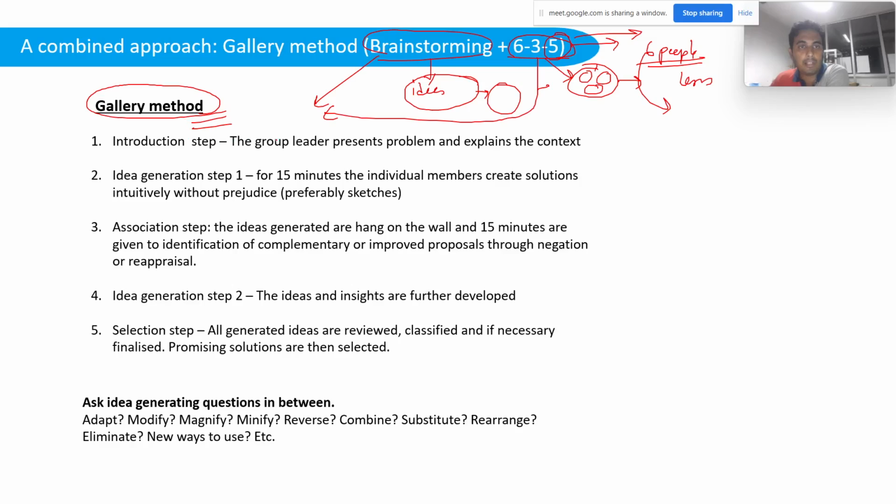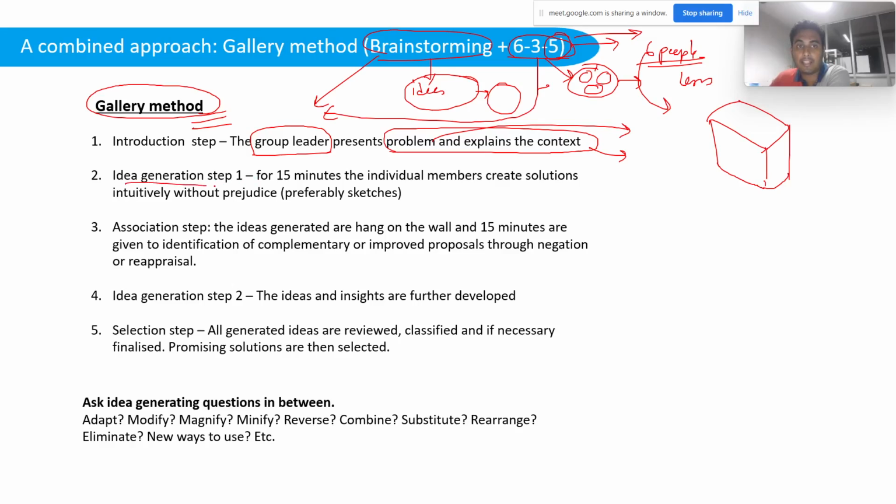In this method, again the group leader presents the problem and explains a particular context. For example, if you want to develop some sort of device or product, you explain the customer requirements, the problems the customers face, and the context where this product is going to be used. All those things need to be told by the team leader beforehand to all the participants. And the very first step is then to generate ideas.